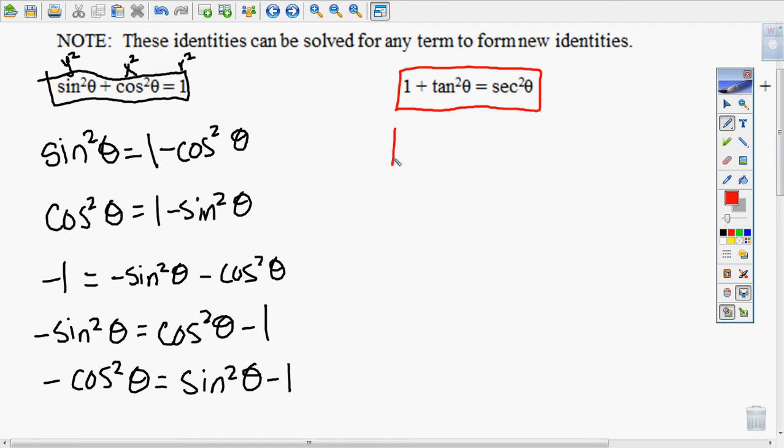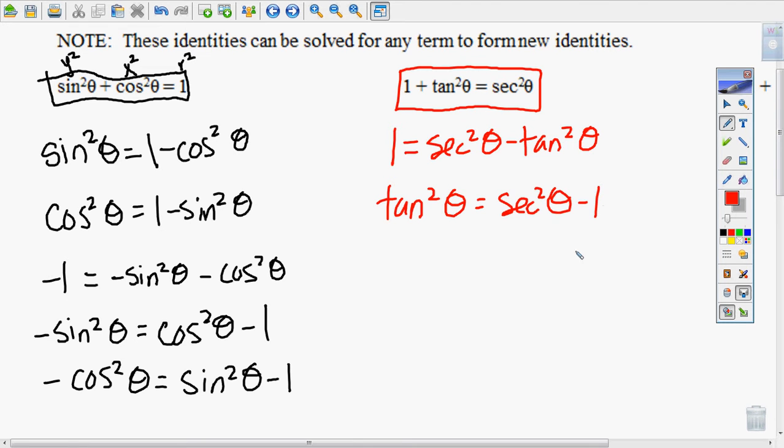If I wanted to just have 1 equals, well, what would 1 equal? Tan squared theta plus negative tan theta. It would be a negative tan theta. Good job. Because it's already positive, so when I move it, it becomes a negative. What if I wanted to have tan squared theta by itself? Secant squared theta minus 1. Perfect. Minus that 1.